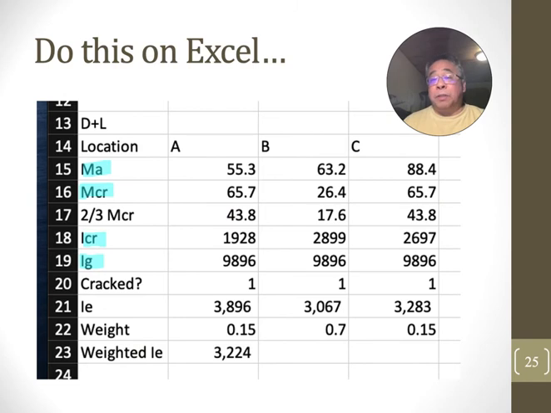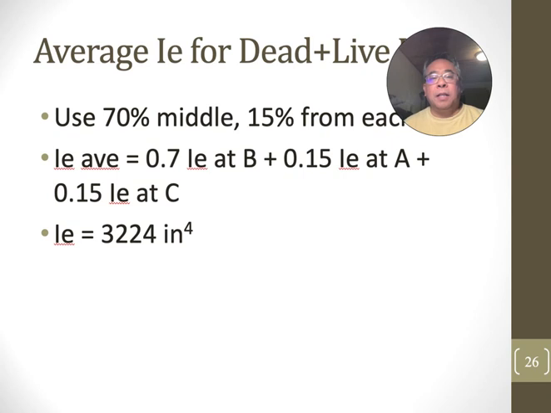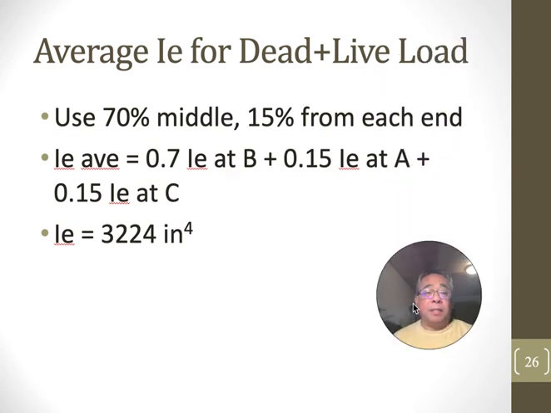And I've posted this spreadsheet so you can use it as well. I didn't color code M_a, M crack, I crack, and I gross. Maybe I'll highlight the cells you need to type numbers in. Once you have those 3, you need to average them 15, 70, and 15% to get 32.24. And that's what this is here. Again, that was done on the spreadsheet.